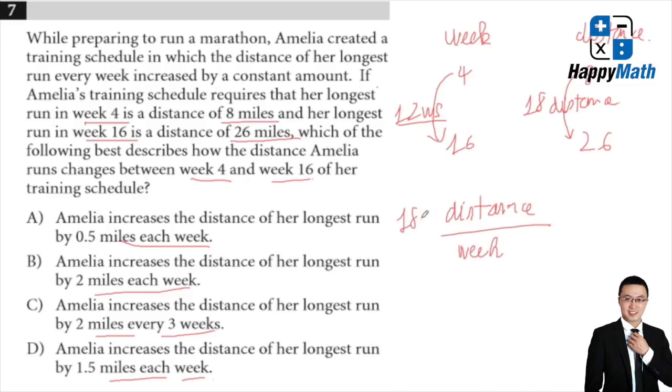You have distance 18 and weeks is 12. So here is 1.5 distance per week. Compared to the question, A cannot be the answer, cannot be. So D is my final answer.